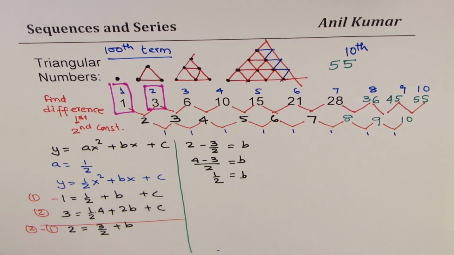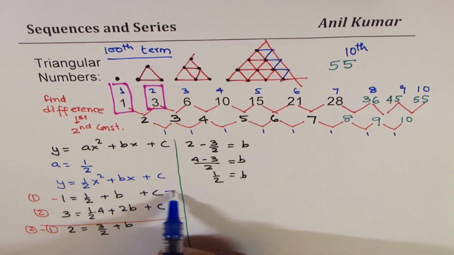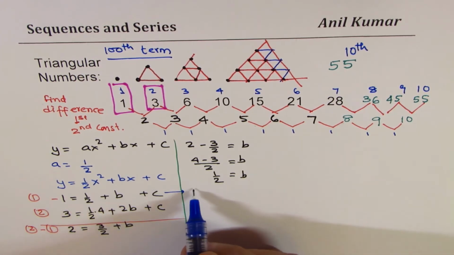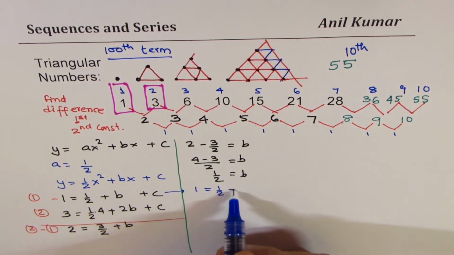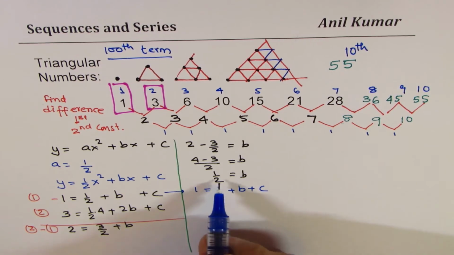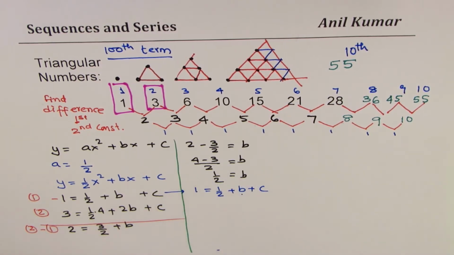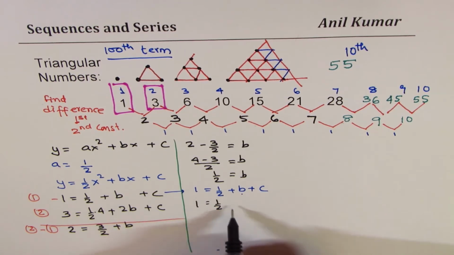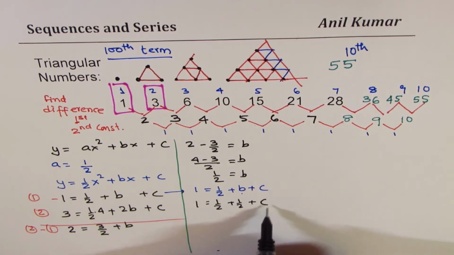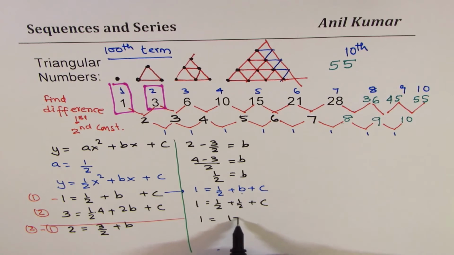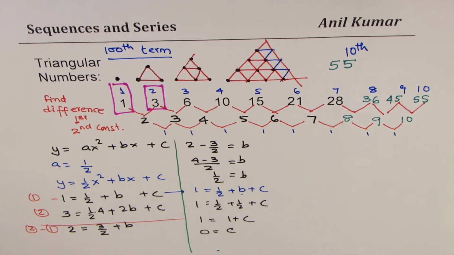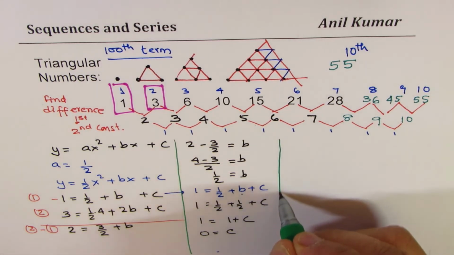So in our equation number 1, let me rewrite the equation. We have 1 equals half plus b plus c. Now we know b is half. I'll add half for b, right? So we can write this as 1 equals half plus half plus c. Now that is 1 equals 1 plus c, and that means c should be 0, correct? So we get c equals 0.